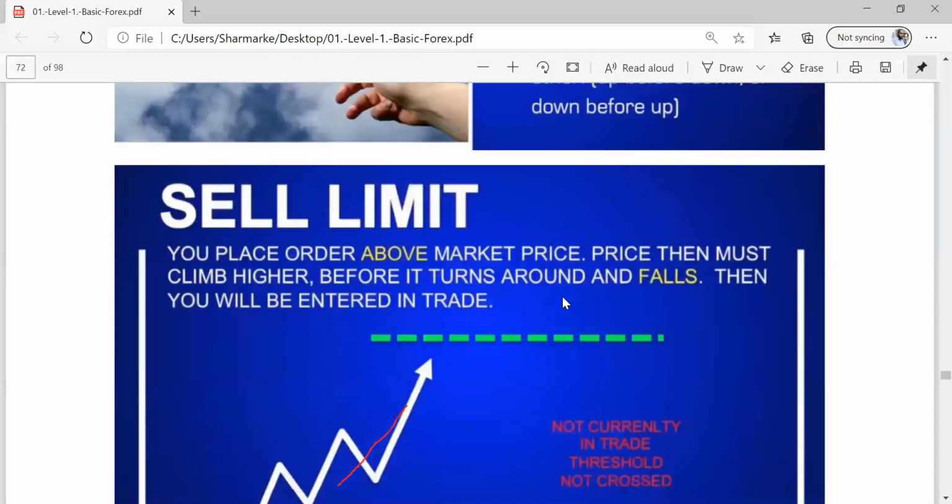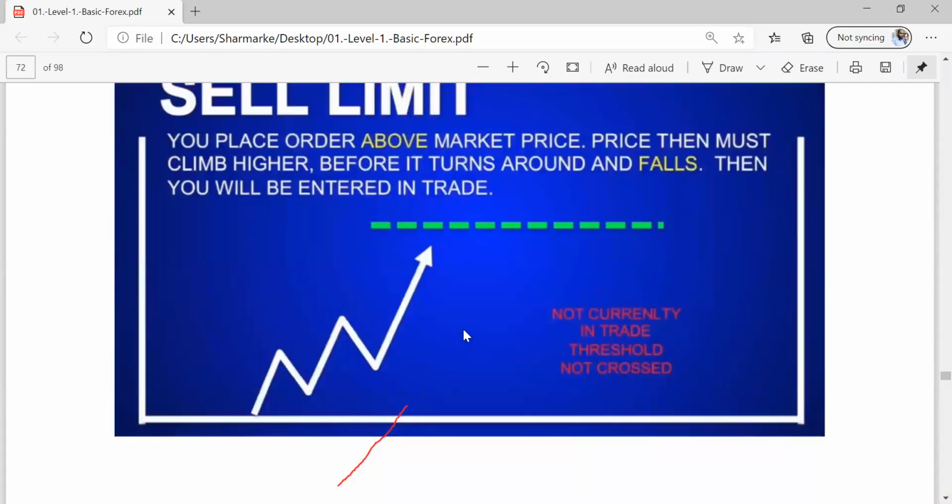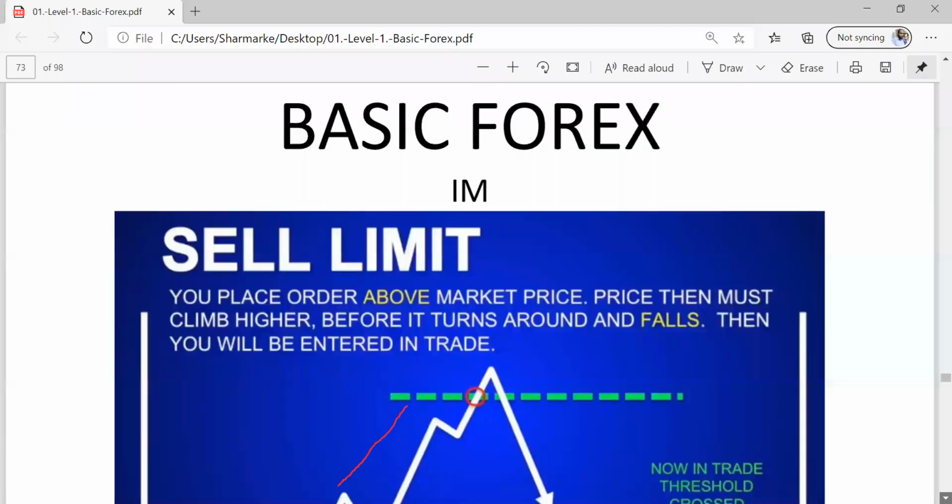You place an order above the market price, then the price must climb higher before it turns around and falls, and then you will be entered in the trade. That's the way it works. Not currently in a trade. Here you can see you are not in the trade now. And let's see the way it works.